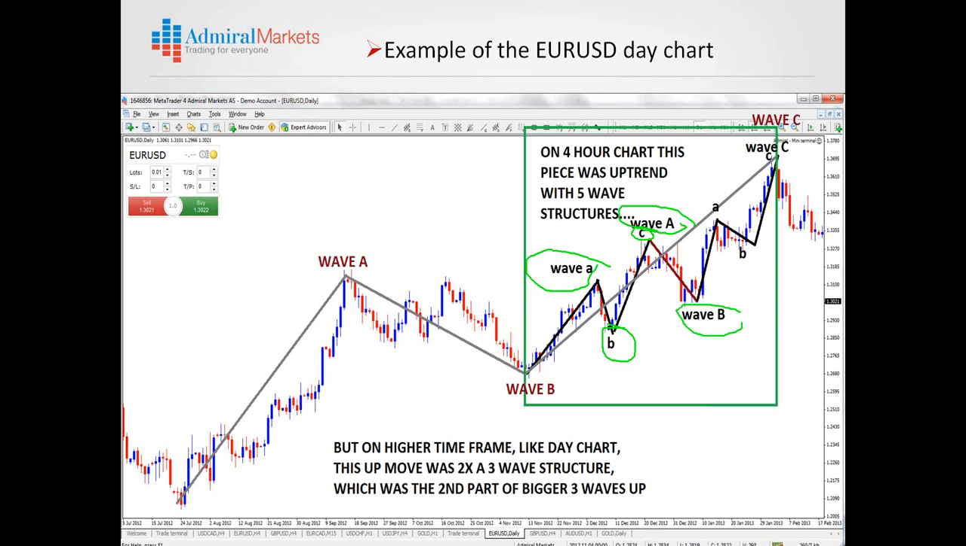Then we get a bigger wave B, and then we get another A, B, C for wave C of wave C. And this A, B, C in turn is actually again part of a bigger wave C, this red wave C, which already had a red wave B and a red wave A.